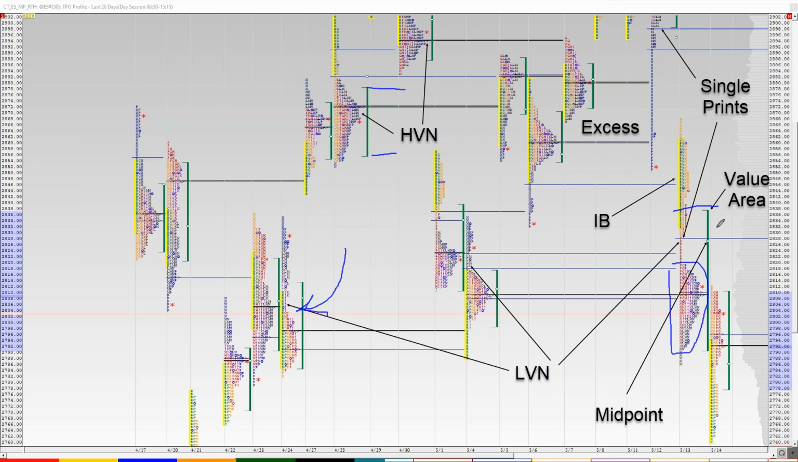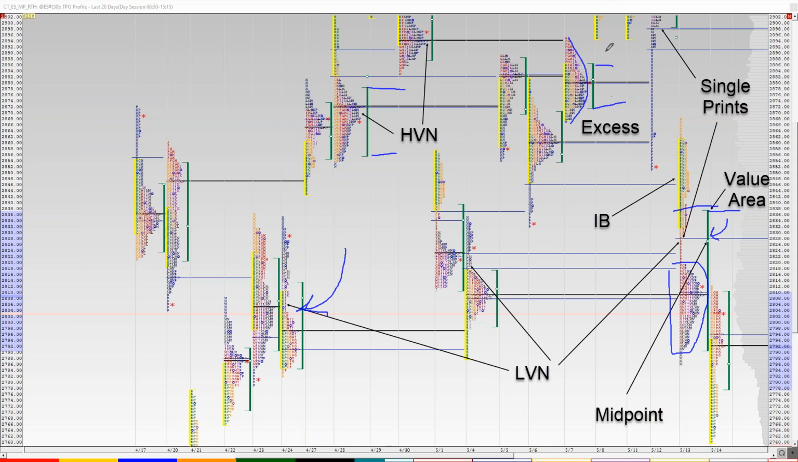That's not value. Just because the program is designed to find the POC and then calculate 70% of the TPOs up and down until it's selected 70% of the TPOs does not mean that this 2838 is value. It is not value. However, on this profile, you can see how it's somewhat Gaussian, or a normal distribution curve. You can see that the market spent a fair amount of time here.